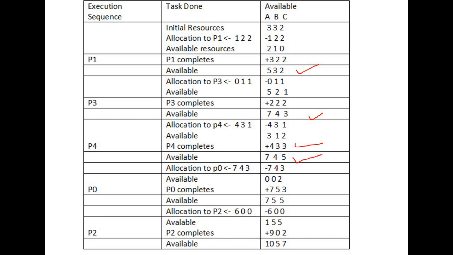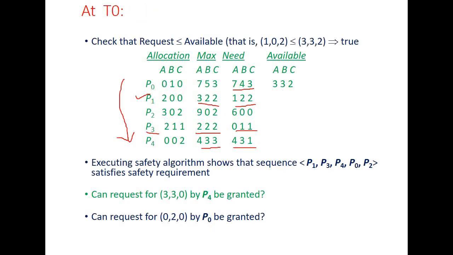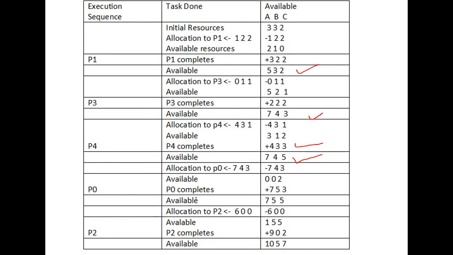Next, either we can take the P2 process or the P0 process, because P2 requires 600, P0 requires 743. So we can take any of these two processes in any order. So either P2 can be taken or P0 can be taken. So here P0 is taken, 743 is allocated to the P0 process. The remaining balance becomes 002.